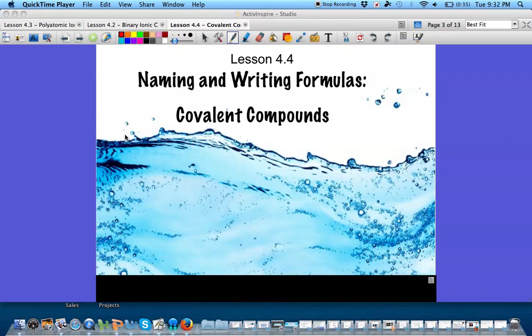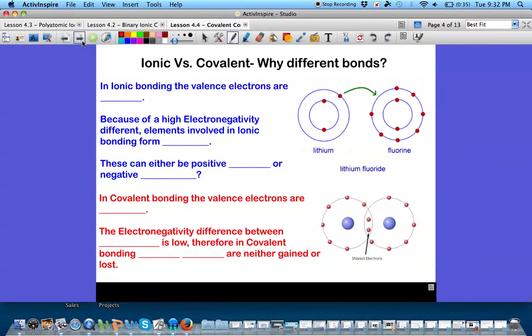Hello, this is Mrs. Sargent, and this is lesson 4.4, Naming and Writing Formulas for Covalent Compounds. First, let's talk about the difference between an ionic versus a covalent compound and why they have different bonds. We wrote this in on the bottom of page 9 in that extra margin space that you have.